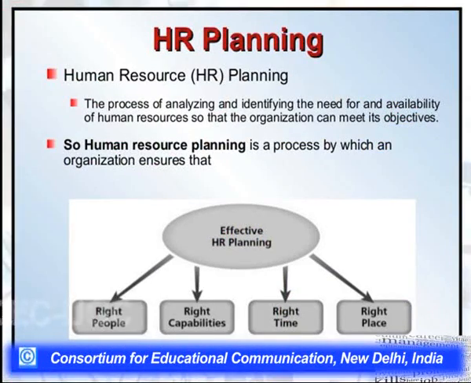So here we have a human resource slide, referring to human resource planning. It is the process of analyzing and identifying the need for and availability of human resources so that the organization can meet its objectives. Human resource planning is a process by which the organization ensures, number 1, the right people, number 2, the right capabilities, number 3, the right time, and number 4, the right place.